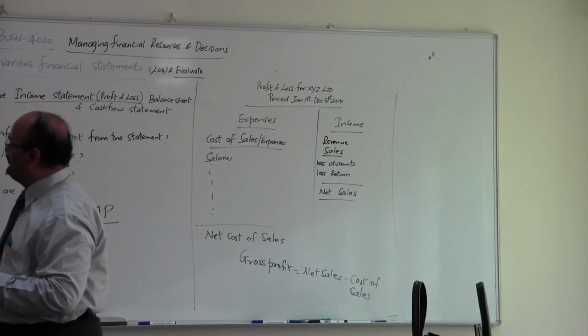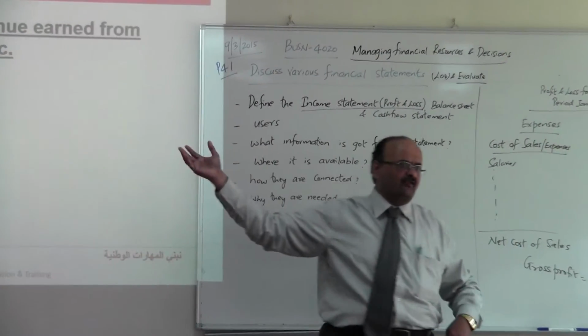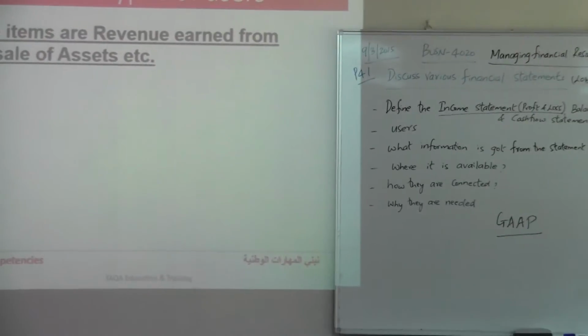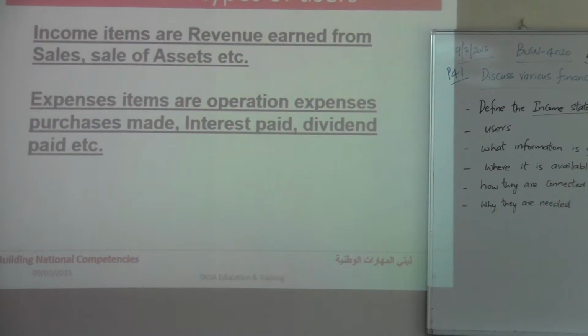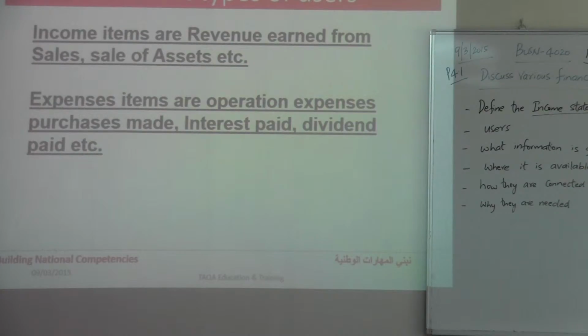Income items are revenue earned from the sales, sale of asset. For example, if you sell some asset, that is also shown as income. Okay. Then expenses are operation expenses, purchases made, interest paid, dividend paid, etc.